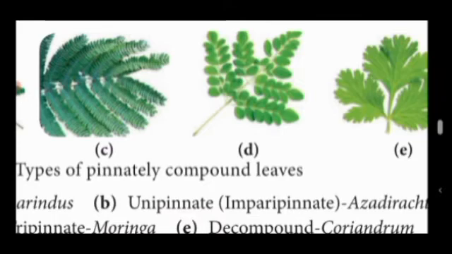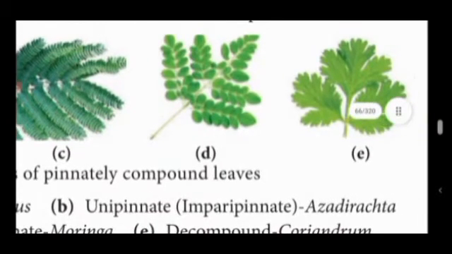The last type is decompound. In a decompound type of leaf, the rachis of a leaf is branched several times. Examples: Daucus carota, carrot, Coriandrum sativum, and Foeniculum vulgare are some of the examples for a decompound leaf.